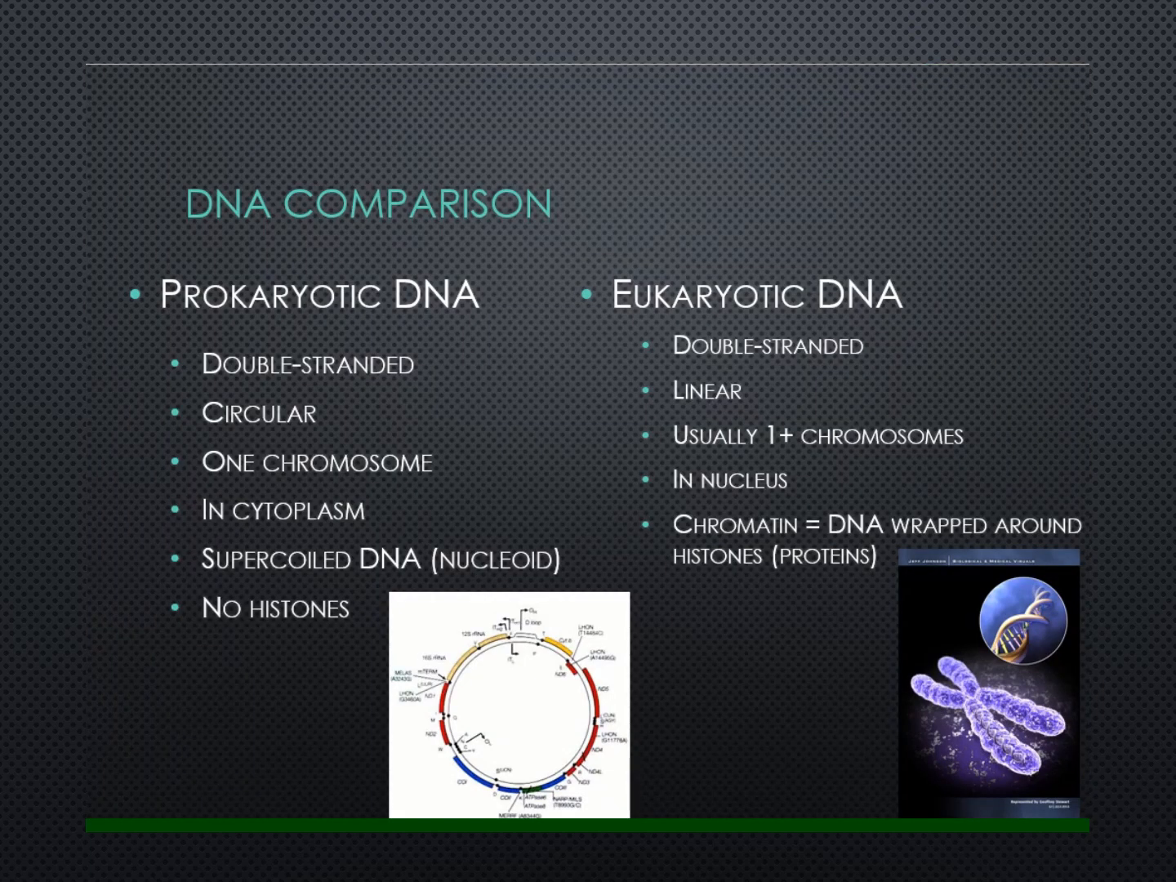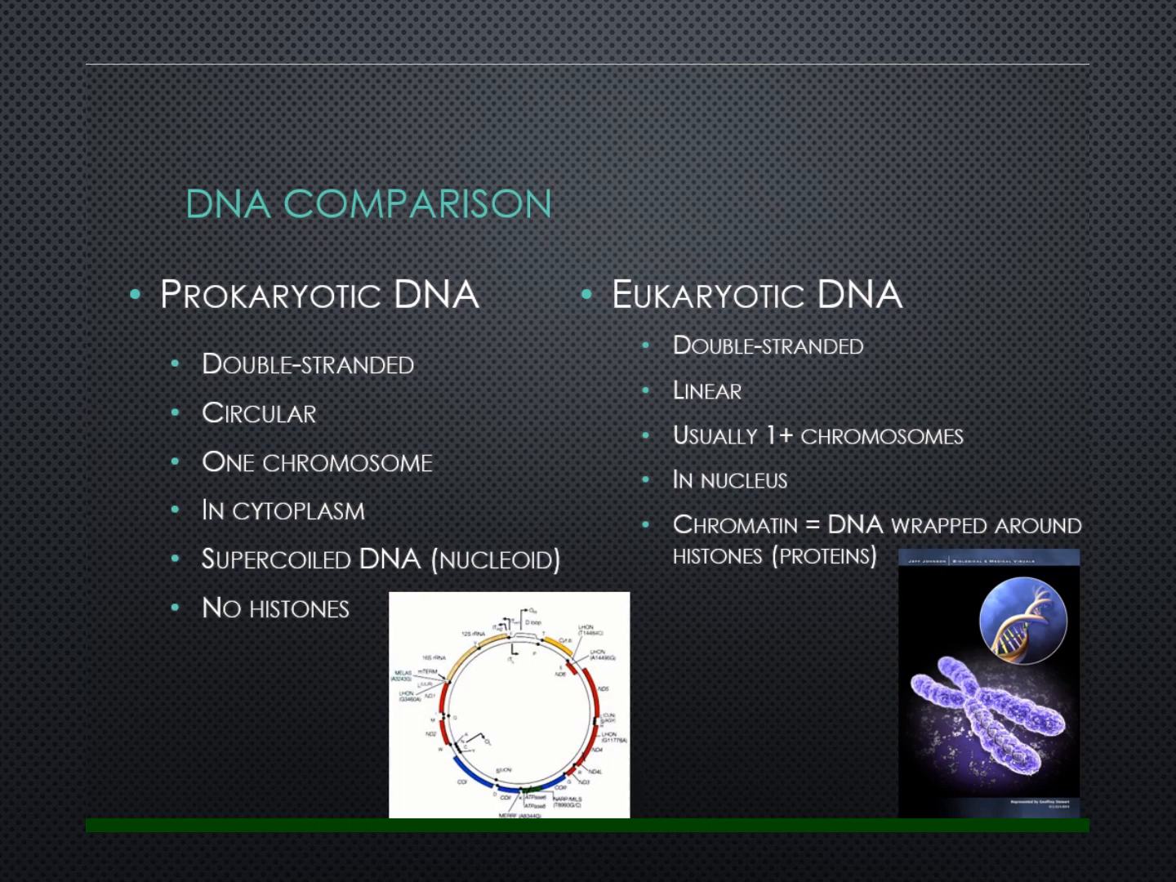So if we compare different DNAs, we've got prokaryotic DNA and eukaryotic DNA. In prokaryotes, our DNA is double-stranded. It's also circular, and there's one chromosome, and that DNA is in the cytoplasm, just loosely floating in there. Supercoiled DNA is called a nucleoid, and the prokaryotic DNA does not have histones.